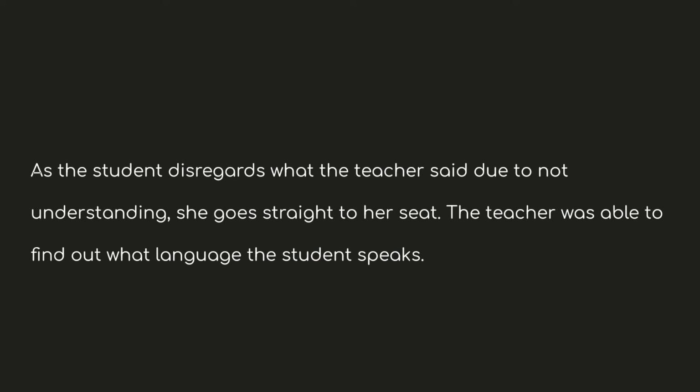So here's an example. As the student disregards what the teacher said due to not understanding, she goes straight to her seat. The teacher was able to find out what language the student speaks. So that second sentence is past tense. But speaks, goes, disregards, all of those other verbs are in present tense.